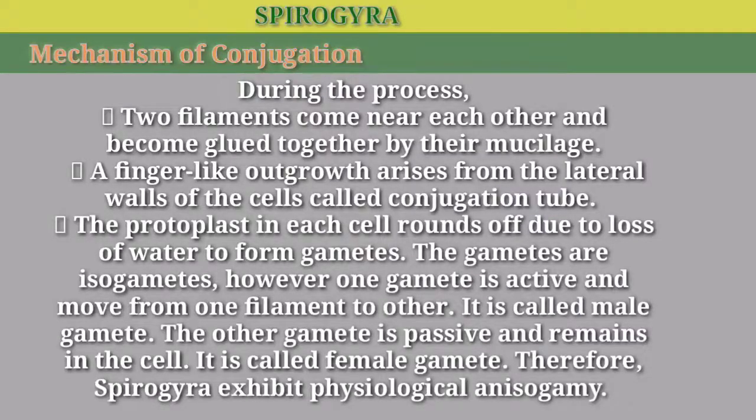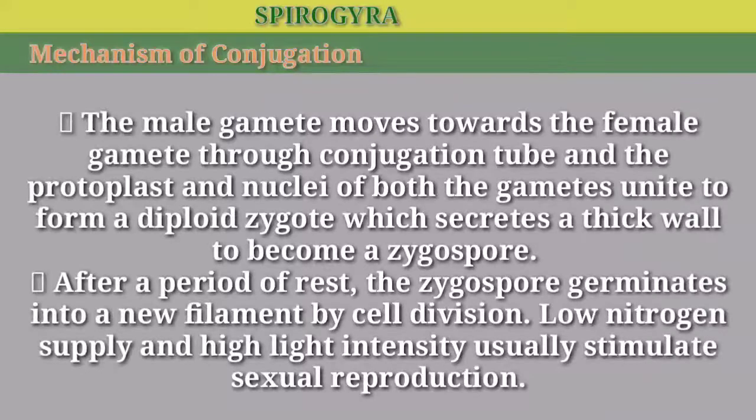The other gamete is passive and remains in the cell. It is called female gamete. Therefore, Spirogyra exhibits physiological anisogamy. The male gamete moves towards the female gamete through the conjugation tube and the protoplast and nuclei of both the gametes unite to form a diploid zygote which secretes a thick wall to become a zygospore. After a period of rest, the zygospore germinates into a new filament by cell division.